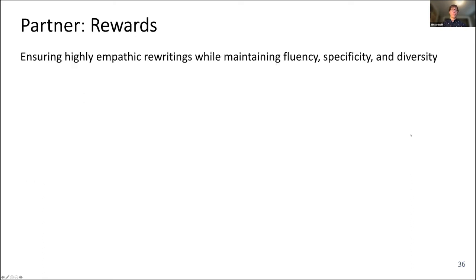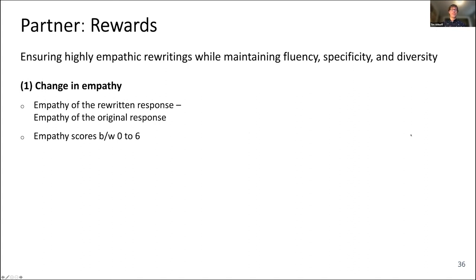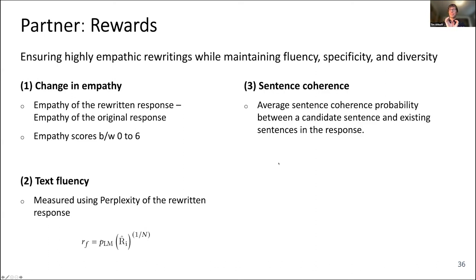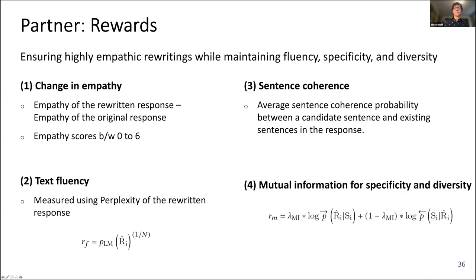Now, most importantly, what are the rewards here? Obviously, one reward should have to do with empathy, so we will look at the delta in empathy, which is on the scale between 0 and 6. We want to keep our text fluent, which we measure through perplexity. We want to keep our response coherent. This means that sentences should not disagree with each other and should make sense together, for which we train a separate model. And lastly, we have this mutual information constraint that perhaps looks a little bit confusing at first, but is actually super useful for specificity and diversity. What this mutual information tries to achieve is, can I generate the original seeker post from the response? If I have a response like "I'm sorry to hear that," which is generic, I would not be able to really generate the original post. And this reward tries to keep things as specific as possible.